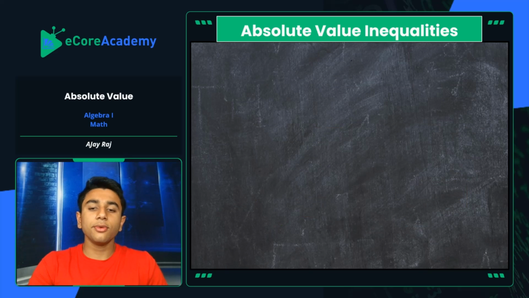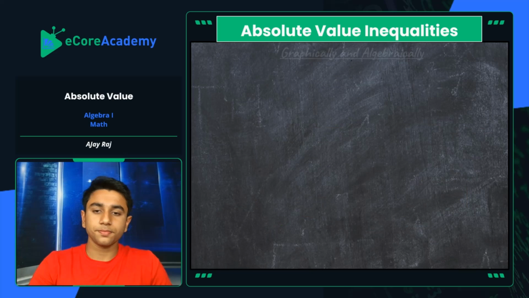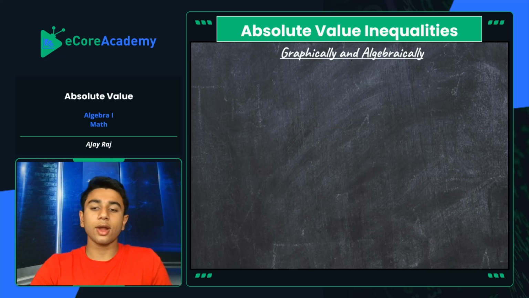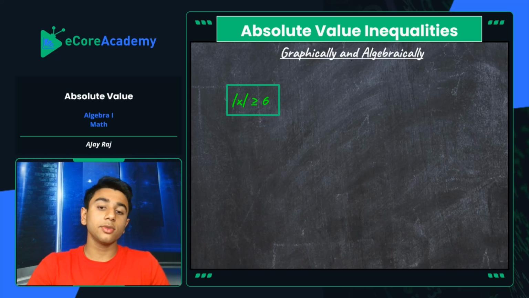All right, now let's move on to absolute value inequalities. So we're going to take a look at these graphically and algebraically, taking them in pure English and turning them into both as our answer formats. So the problem goes as follows. The absolute value of x is greater than or equal to the value of 6. So how exactly are we going to solve that?